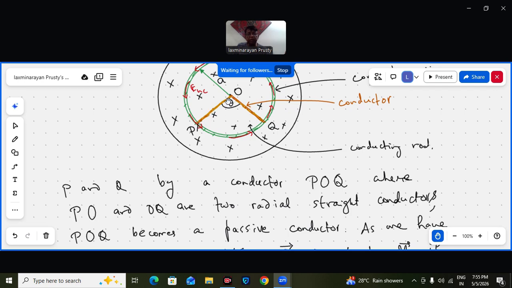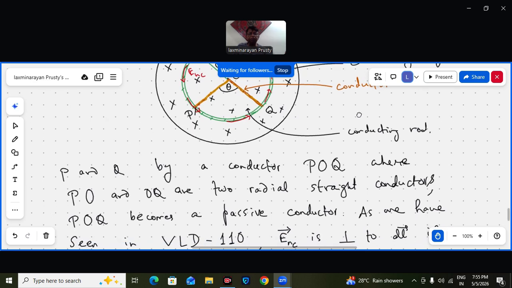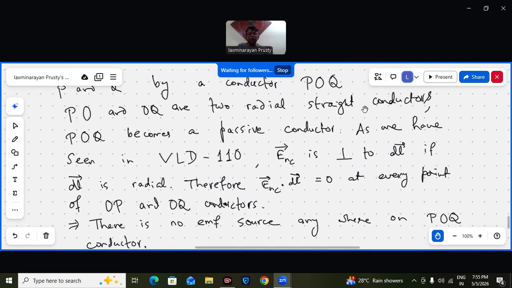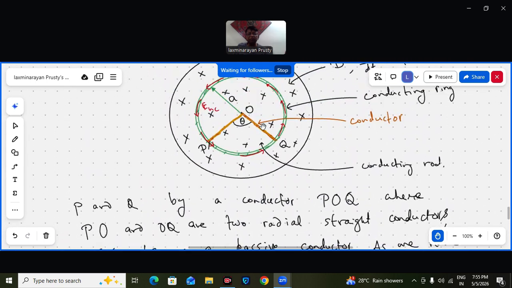So from POQ, at every point, which is supposed to be a micro EMF cell, that EMF is 0. So this is a passive conductor. This radial POQ is a passive conductor. Passive conductor means there will not be any current flow if the ends of the passive conductor are connected across same potential points.